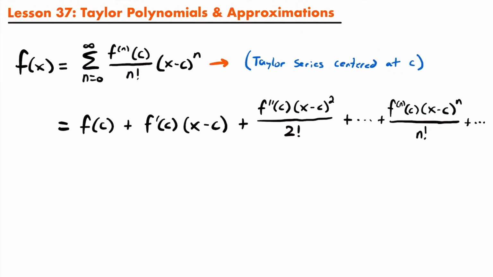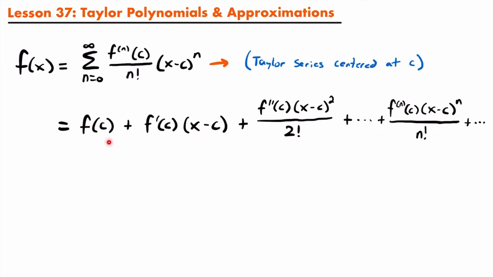And then of course the terms would continue on forever because a Taylor series starts at n equals 0 and goes on to infinity. But I decided to highlight one more term, which is the nth term of a Taylor series, where we have the nth derivative evaluated at c times the quantity x minus c to the power of n divided by n factorial, and then there's more terms from there.